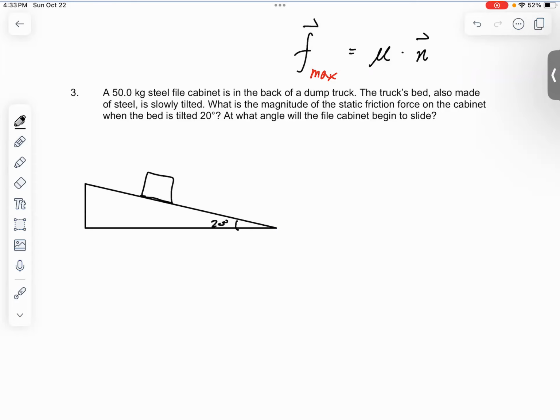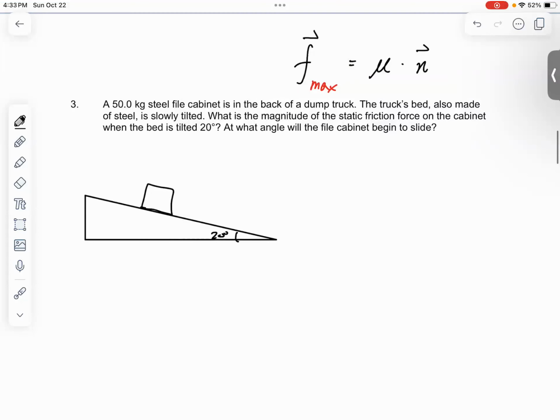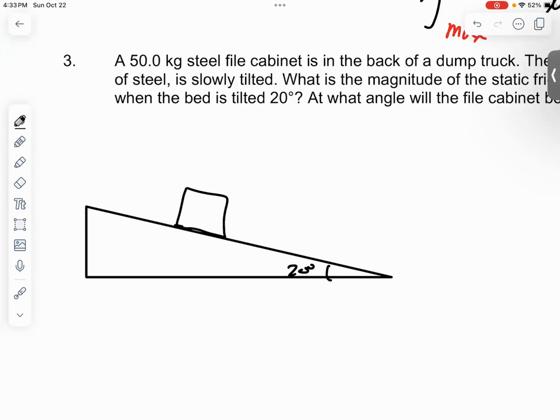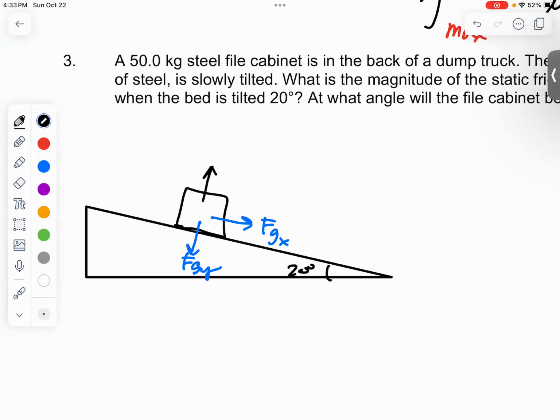So let's go ahead and label all the forces. It's not moving, right? So it's tilted but not moving. Okay, so if you go ahead and draw all the forces, we will have the gravitational force in these two directions, FGY and FGX. Because it's on an incline, it is going to change direction. And because it's on a surface, we are also going to have the normal force that's perpendicular to the surface.